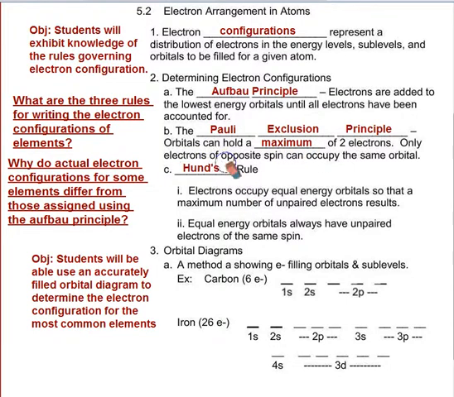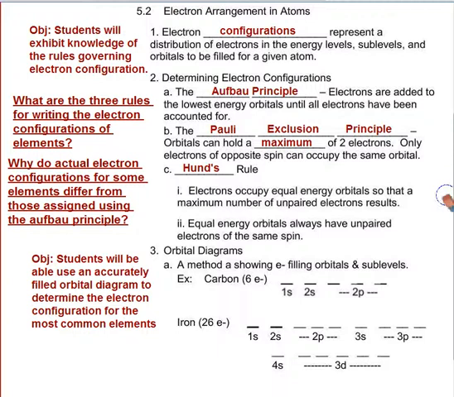And then finally, there's Hund's rule. Hund's rule says the electrons occupy energy orbitals so that a maximum number of unpaired electrons result, and equal energy orbitals always have unpaired electrons of the same spin. Alright.